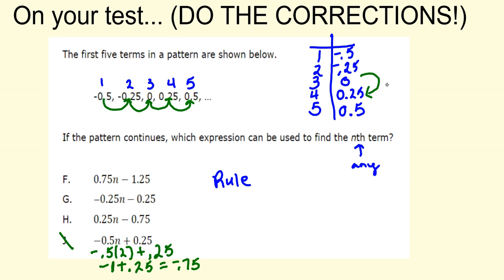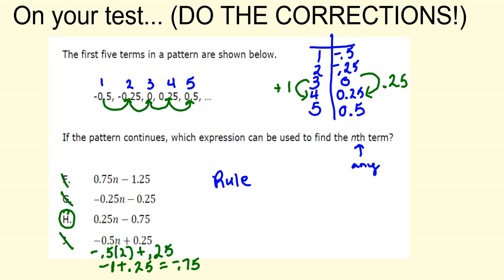What I'm adding each time is 0.25. So I'm adding 0.25 for each one. So my rate of change is 0.25. So I have to have H as my answer just purely from that. It's not going down, so it couldn't be a negative 0.25. And we already know it's not 0.75. But let's look at why we have the minus 0.75.